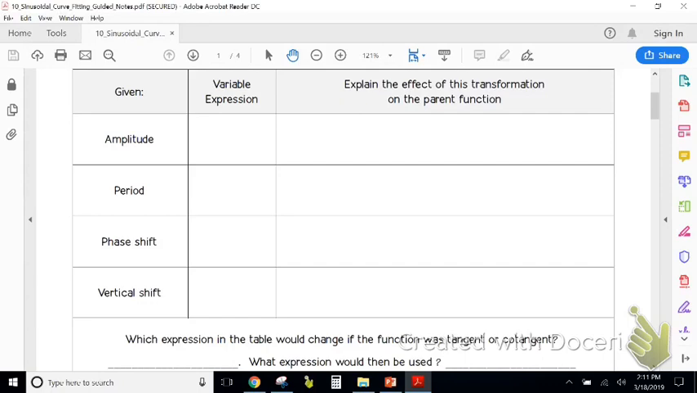So amplitude is going to be which variable? Yeah, it's the absolute value of a. And what does a tell us? Well, first it's at the beginning of the equation, so is it horizontal or vertical? Vertical stretch or compression. Very good. So there we go. It's a vertical stretch or compression.